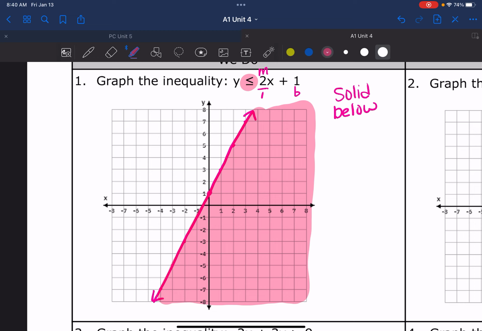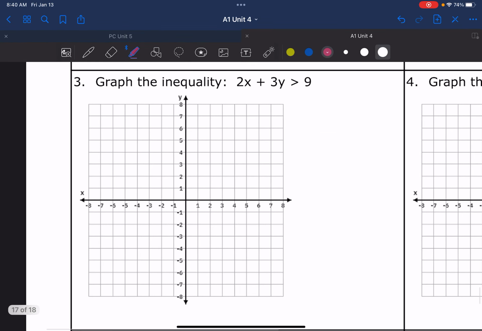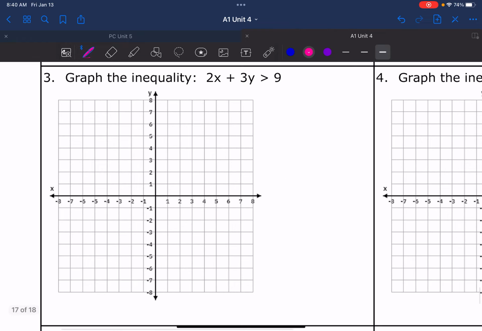Okay, the next problem, it's also graphing the inequality, but this time it's going to be a little bit more work because we need y to be by itself, and right now there's 2x and a 3 next to it. So we're going to need to do a little bit of work before we start graphing. So first I'm going to write this down. 2x plus 3y greater than 9.